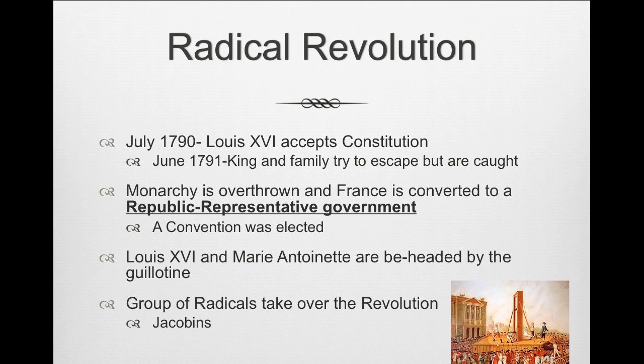And a convention is elected. So this legislature is elected, and Louis XVI and Marie Antoinette, his wife, are tried for treason and are beheaded by the guillotine. So both the King and the Queen of France are overthrown and beheaded. And at this time, a group of radicals take over the revolution, and these radicals are known as the Jacobins.